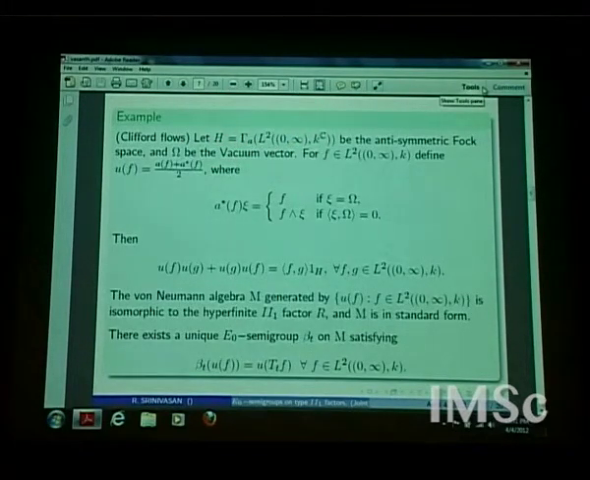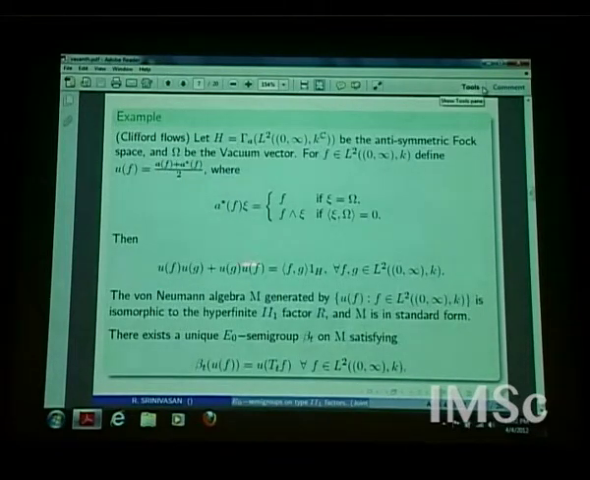So I consider H to be the anti-symmetric Fock space of this. I don't want to define the anti-symmetric Fock space. This is some sort of exponentiation. There are different ways of exponentiating a Hilbert space, and this is one such thing. H is the anti-symmetric Fock space of this L2(0, infinity; K^C). In the anti-symmetric Fock space, there is something called a vacuum vector, which I am denoting by omega.